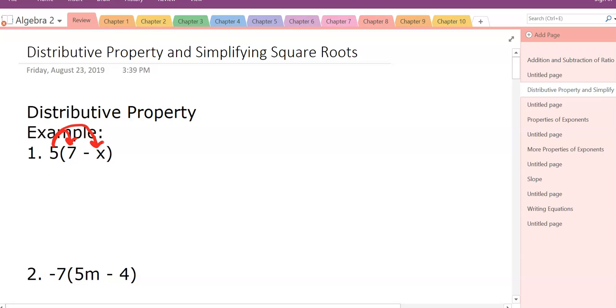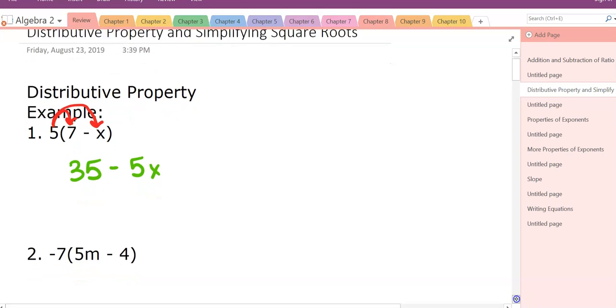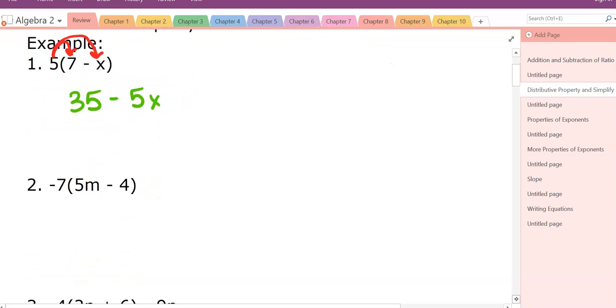So a lot of times you'll see people drawing arrows to make sure that they don't miss or forget any terms. So 5 times 7 is going to be 35. And 5 times this x with the minus sign is going to be minus 5x. Going on to the second one, we have negative 7, and we're going to take that times 5m and times negative 4. So negative 7 times 5m is going to be negative 35m, and negative 7 times negative 4 is going to be positive 28.